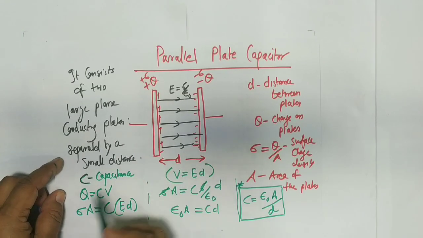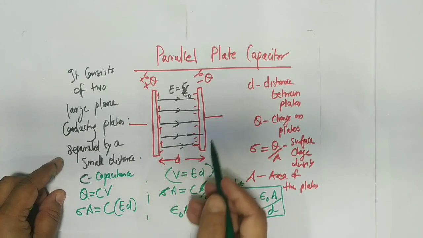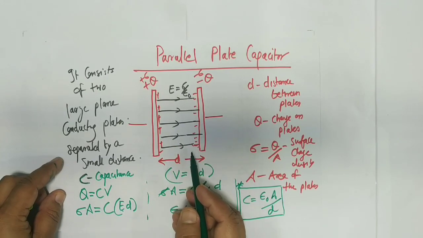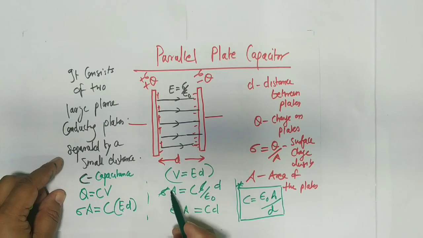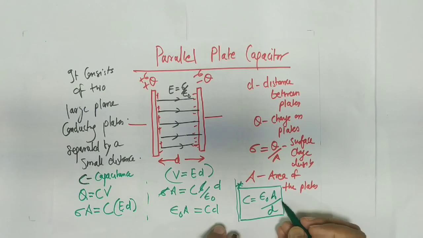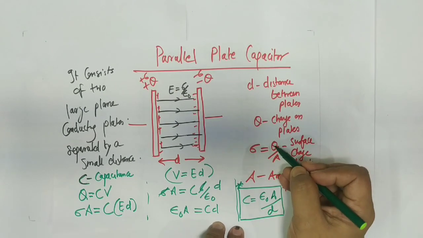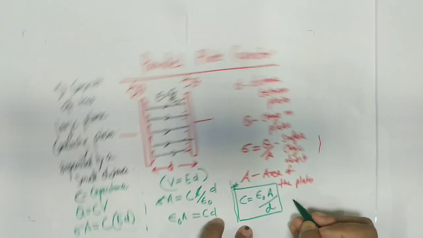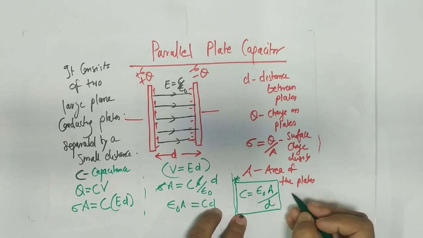So again repeating, Q is equal to CV, principle of capacitance, Q is sigma A, potential difference is electric field into distance. Sigma cancels out, C is epsilon naught A by d. C doesn't depend on charge and potential, but it is what?